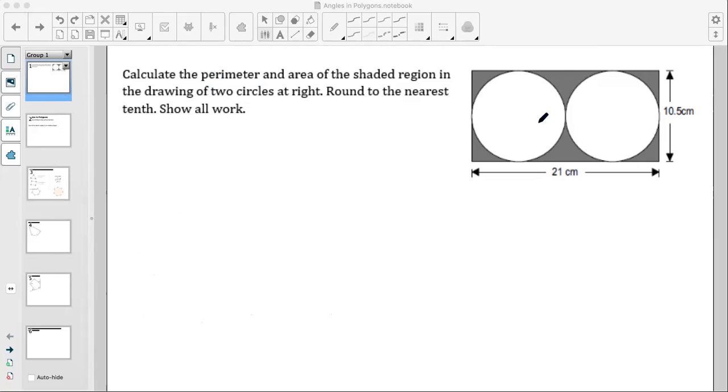A rhombus is a parallelogram with four congruent sides. In this case, all these, I don't know why this is so far down on the page. All these sides are the same length. This side, this side, this side, that side. They're all the same length.